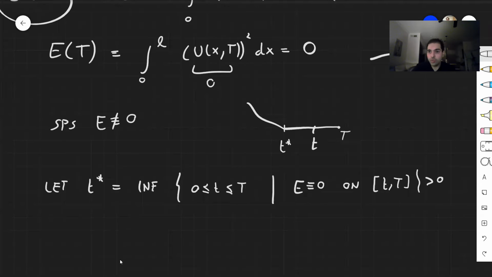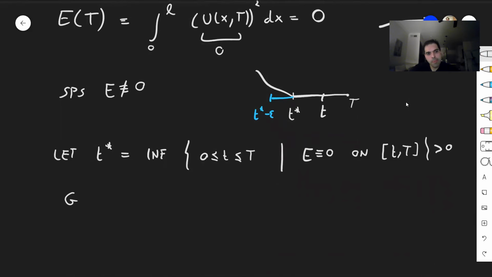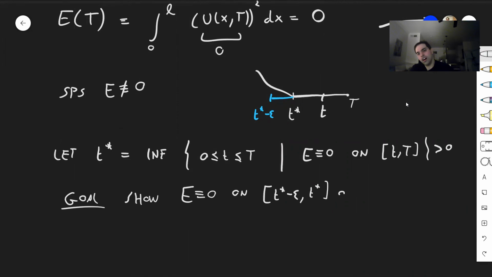What we would like to do is find a contradiction. Namely, we would like to find some small epsilon such that E is 0 on that small interval as well. So we want to show E is identically equal to 0 on [T star minus epsilon, T star] for some epsilon. Because that would contradict the minimality of T star, because T star minus epsilon would be smaller. All right.